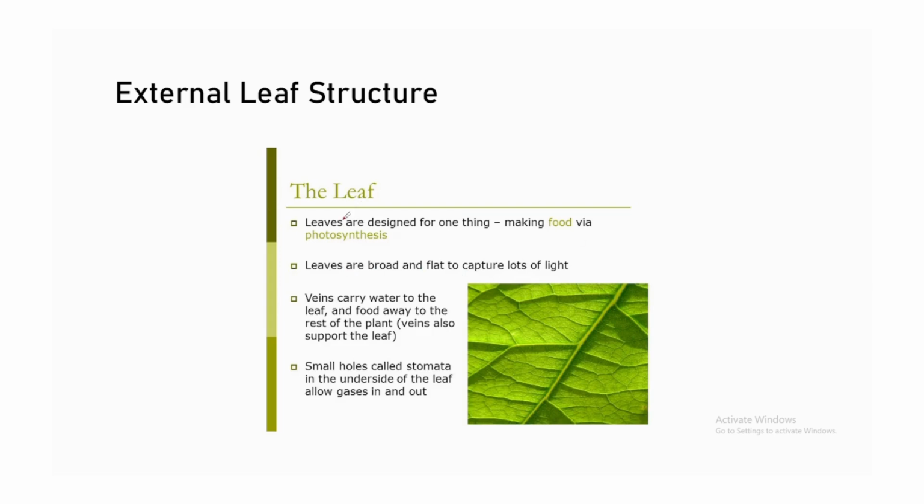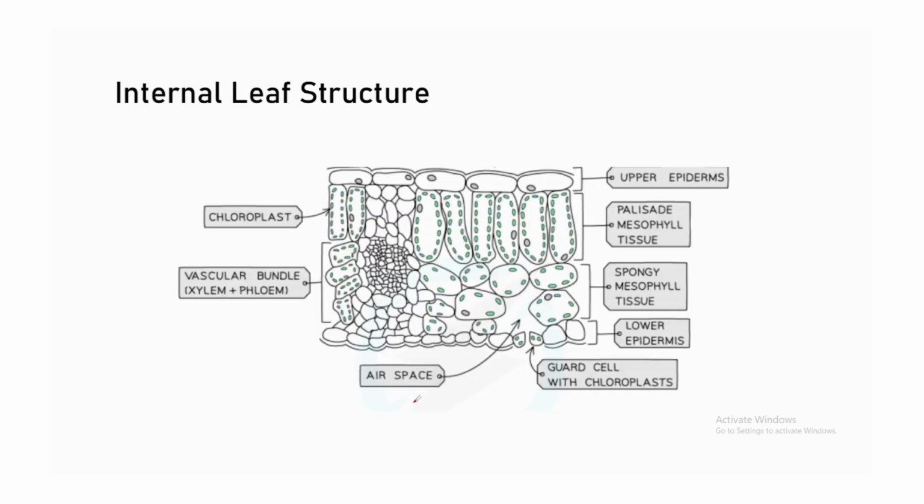The leaves are designed for one thing: making food via photosynthesis. Leaves are broad and flat to capture lots of light, and veins carry water to the leaf and food away to the rest of the plant. Veins also support the leaf. Small holes on the underside of the leaf are called stomata. They allow gases in and out, which means exchange of gases.